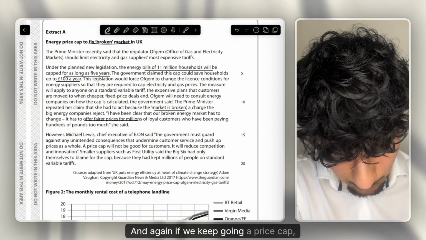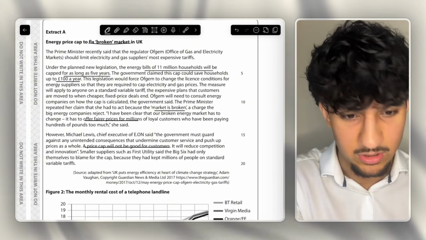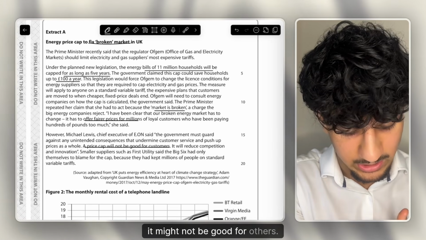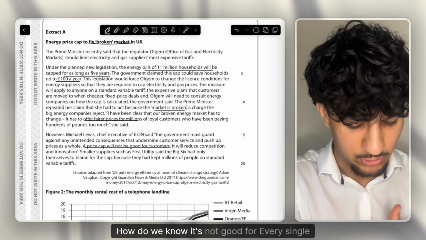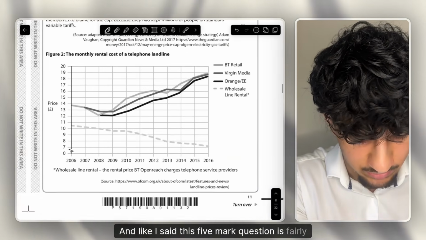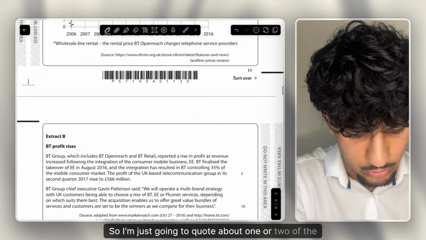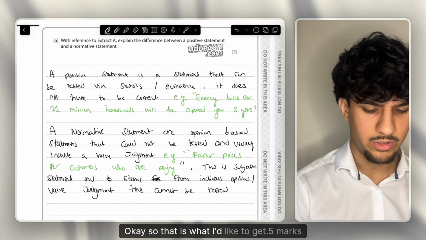And again, if we keep going, a price cap will not be good for customers. It could be good for some customers, it might not be good for others. So again, that's an opinion that cannot necessarily be tested. How do we know it's not good for every single customer? But yeah, we've got enough there, and like I said, this 5-mark question is fairly simple. So I'm just going to quote about 1 or 2 of the bits of the extract, and that should be very easy 5 marks here. Okay, so that is what I'd write to get 5 marks there.